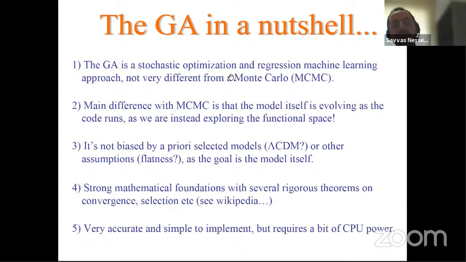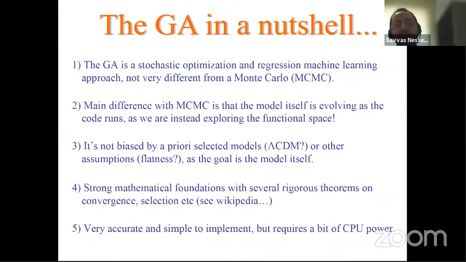With the genetic algorithms, we don't really have a model, but we are actually trying to find the model itself because we are exploring the functional space. This has the advantage that the GA is not biased by some a priori selected model like lambda CDM or some other specific model. And also it's not biased by any assumption. As I will mention in a moment, we don't have to assume flatness, we don't have to assume anything.